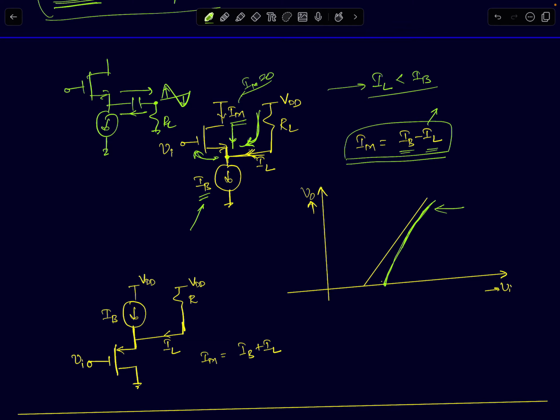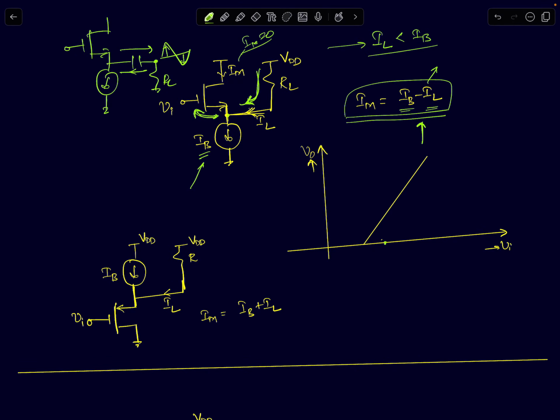Okay, so maybe this may not be a good representative. The curve may not be a good representative of what I've drawn, but I just wanted to stress this point. If your load current is very high and MOSFET is supposed to sink that current, then the VGS of the MOSFET has to decrease. Okay, so then Vi and V0 will be closer to each other, and vice versa. So that's something to keep in mind.